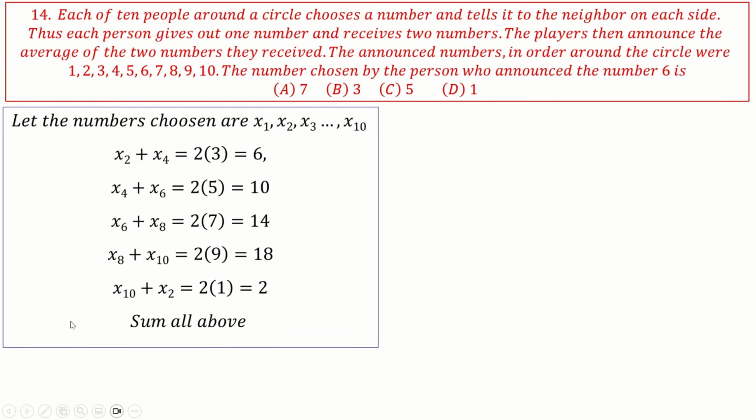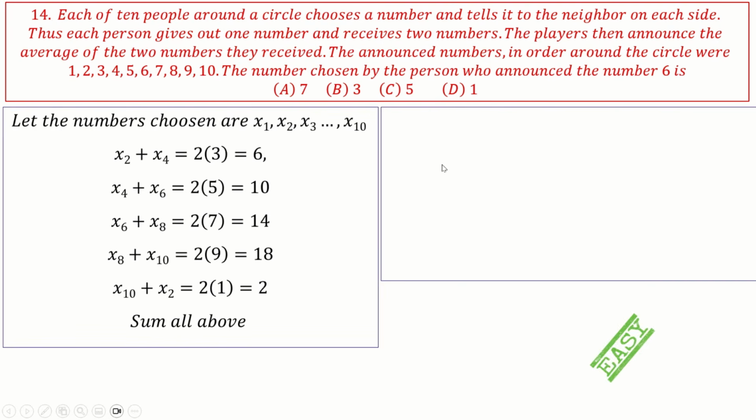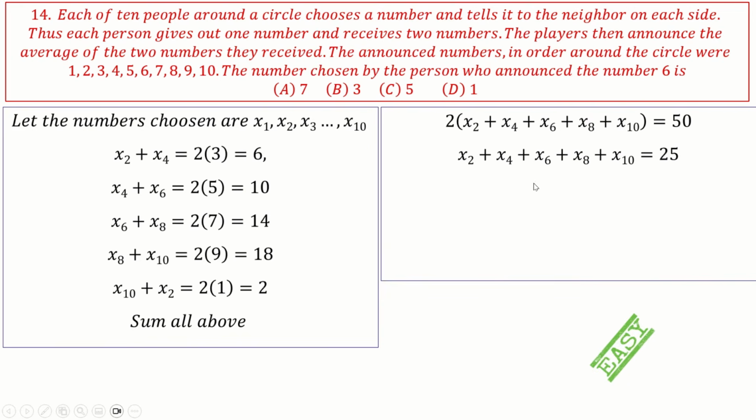Now you sum up all these things. Sum all this, LHS side and RHS side. What you will get is 2 times (x2 plus x4 plus x6 plus x8 plus x10) equal to the sum of all, which is 50. So the sum x2 plus x4 plus x6 plus x8 plus x10 is 25. Now I know my x2 plus x4 is 6, x8 plus x10 is 18. If I substitute those two here, x6 is nothing but 1. That's the answer. Option D is the correct answer. Hope you understand this one.